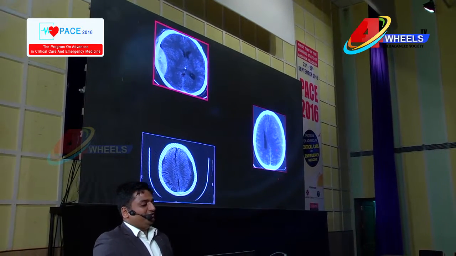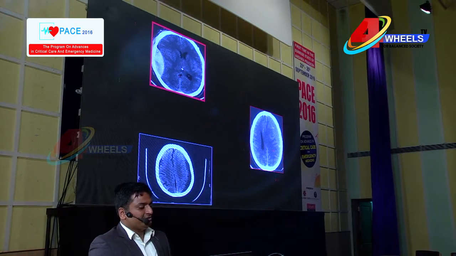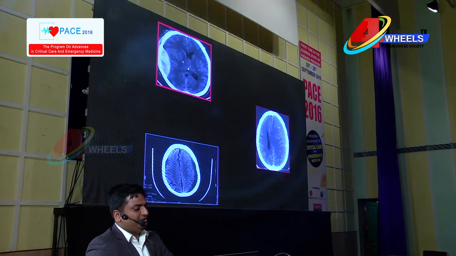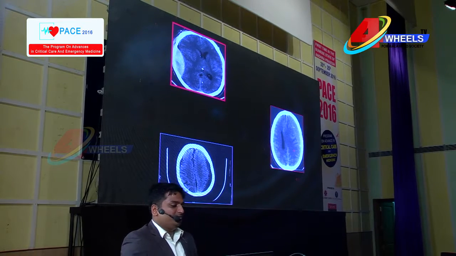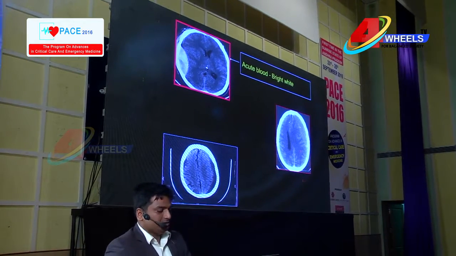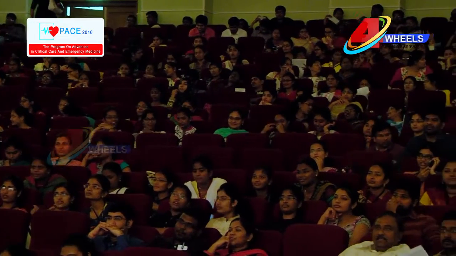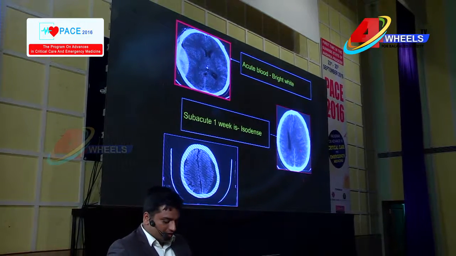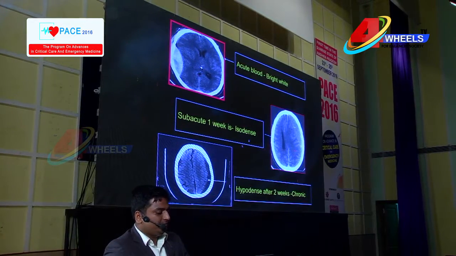So we need to see where it is. If you see here, is this EDH or SDH? It is idli-shaped, that's why it is EDH. Is it compressing the ventricle or not? There is a mass effect, and at the same time it is causing midline shift. Acute blood will appear whiter, whereas subacute blood, at one week, will appear isodense. The density of the whitish area keeps going down, and it becomes blacker and blacker. Hypodense bleed will appear more black.